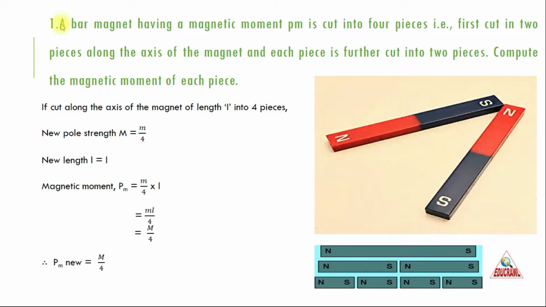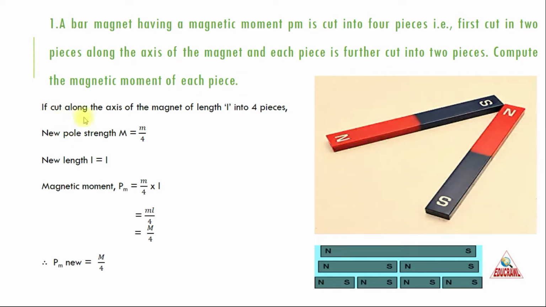First problem. A bar magnet having a magnetic moment P_m is cut into 4 pieces. That is, first cut into 2 pieces along the axis of the magnet, and each piece is further cut into another 2 pieces. So we are cutting the magnet along the center axis. Compute the magnetic moment of each piece. So finally, for the piece you get, we have to find the magnetic moment.